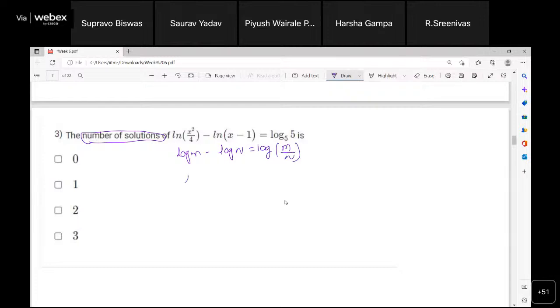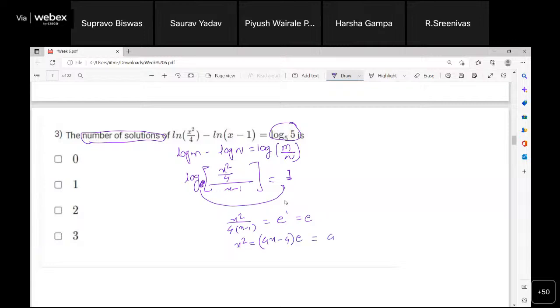It can be changed. So log of x square by 4 upon x minus 1, right, equals 1. What is this value? 1. Now this 1 can be written as log of e, right? So I can take e to this side: x square by 4 times x minus 1 equals e to the power 1, that is e. Okay, now I can simplify that. x square equals 4x minus 4 into e, that is 4xe minus 4e.